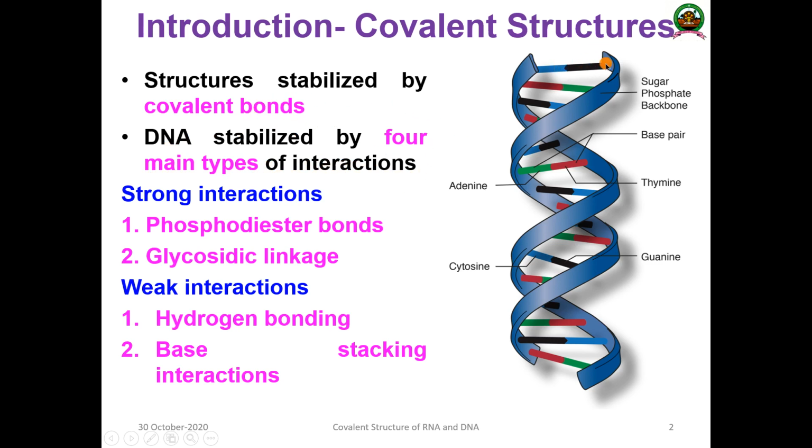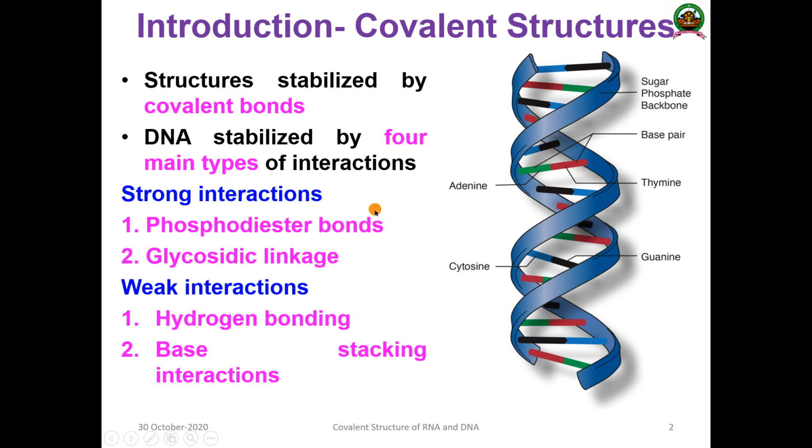That includes the sugar phosphate backbone. The covalent interaction is stabilized by the sugar phosphate backbone, along with other strong bonds and weaker bonds. Generally, the DNA is stabilized by four main types of interaction. Two come under strong interactions, and two come under weak interactions. The strong interactions, as the name indicates, are strong and give substantial stability to the DNA structure through the sharing of electrons.